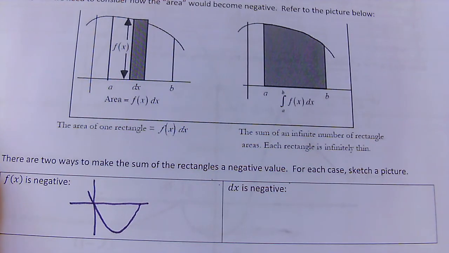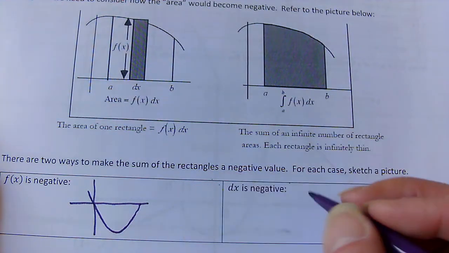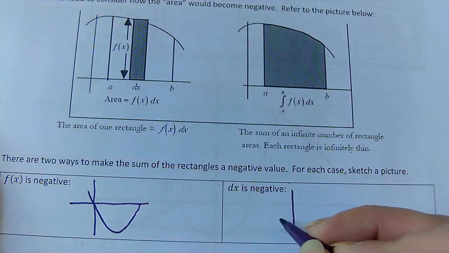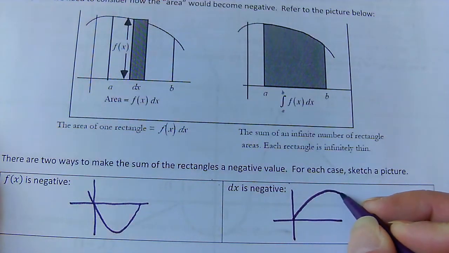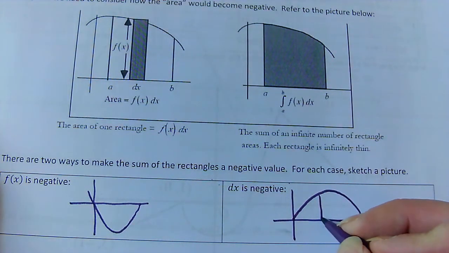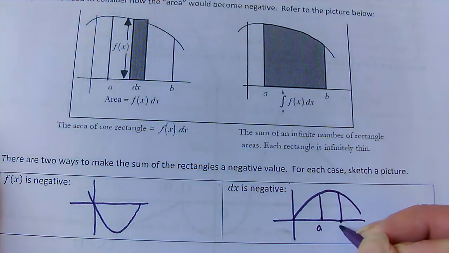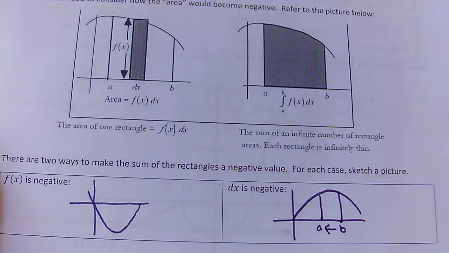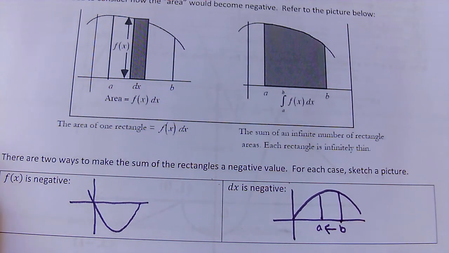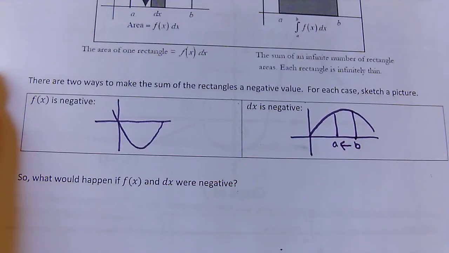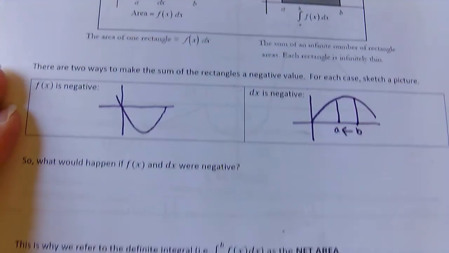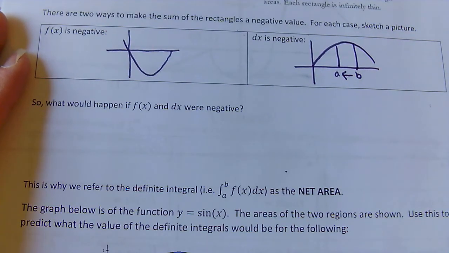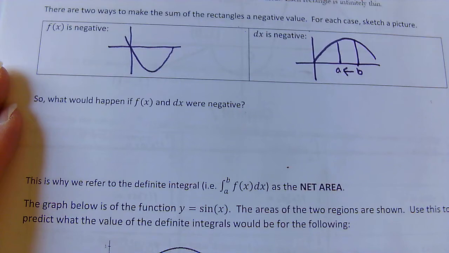How could dx be negative? Well, that would mean that instead of going from A to B, we went from B to A. We're calculating it backwards. So what would happen if both of them were negative? A negative times a negative would give us a positive. So often we refer to the integral not just as area, but as net area.